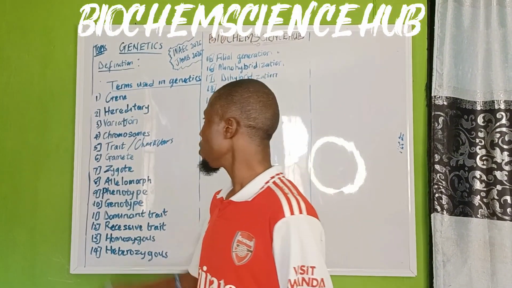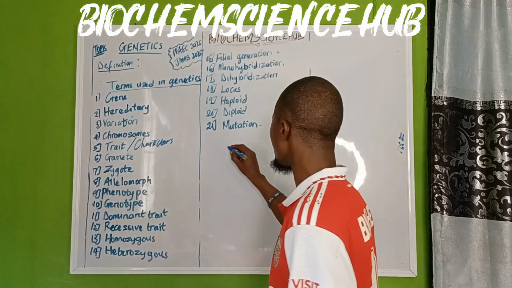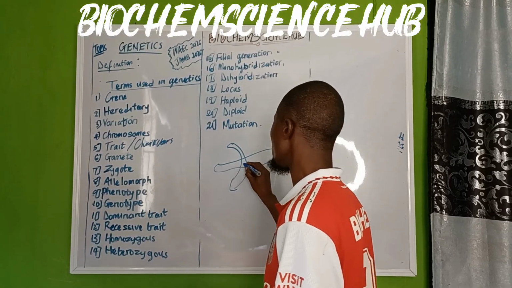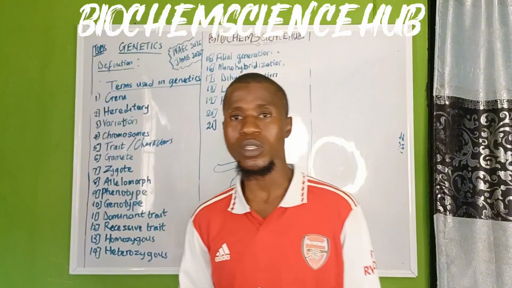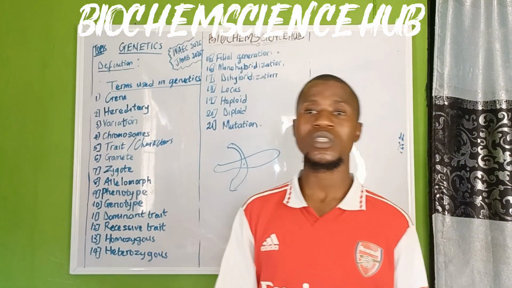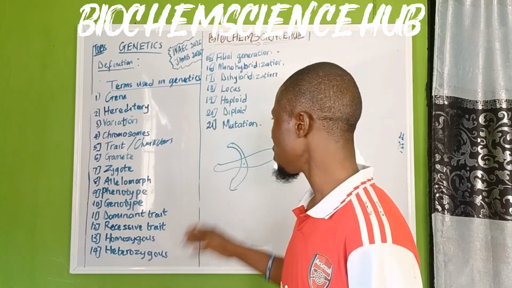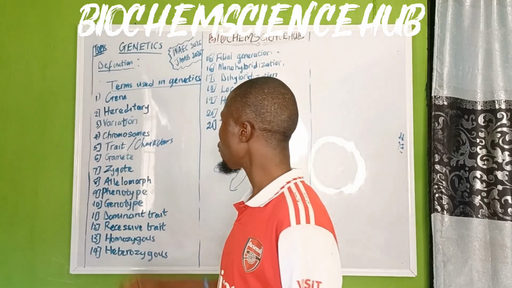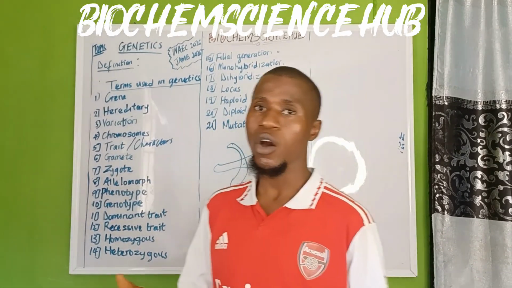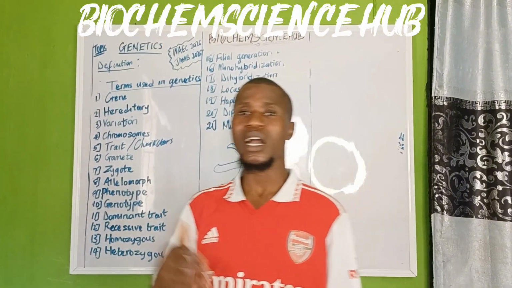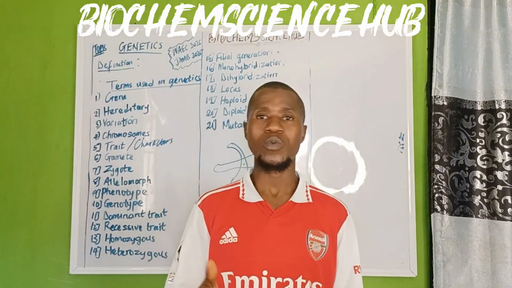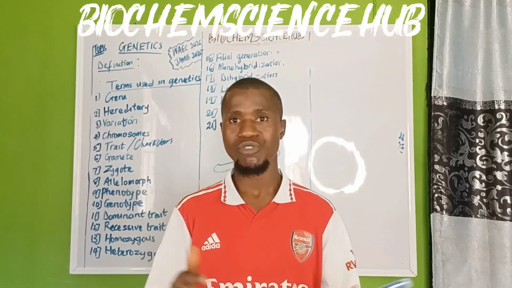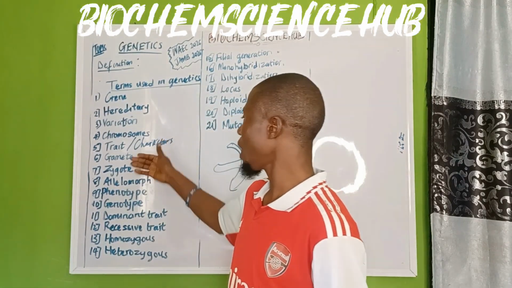So that's gene. Going to chromosomes. Chromosomes are thread-like structures that are found inside the nucleus of a particular cell. So we have traits. Traits are also known as characters. Traits are characters that are observable, that can be seen, that are passed through from parents to their offspring. Traits.